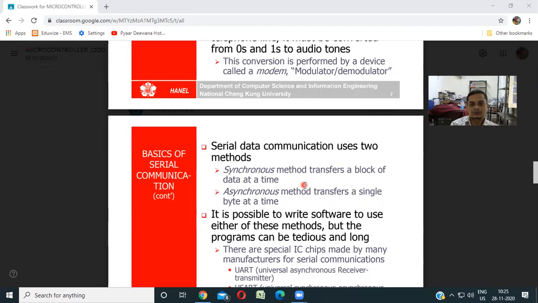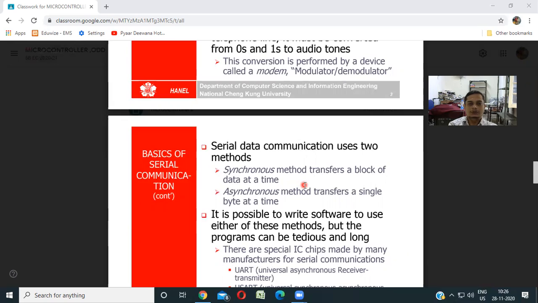In synchronous data communication, it will transfer a block of data. A block of data is also called characters. The synchronous method transfers a block of data, so it will send the characters at a time. Then it is called synchronous data communication.